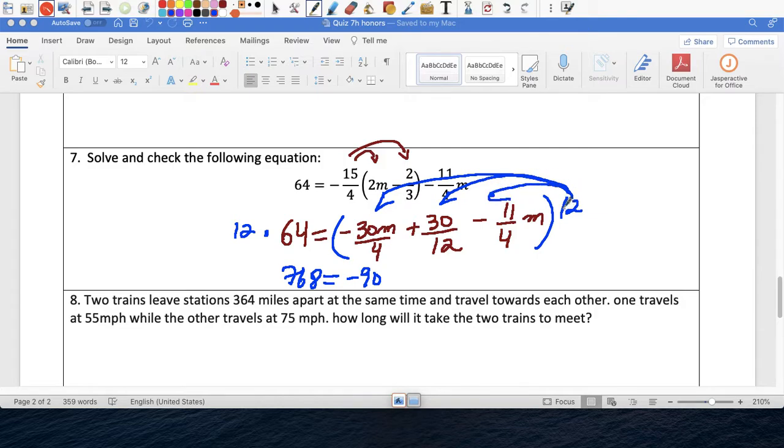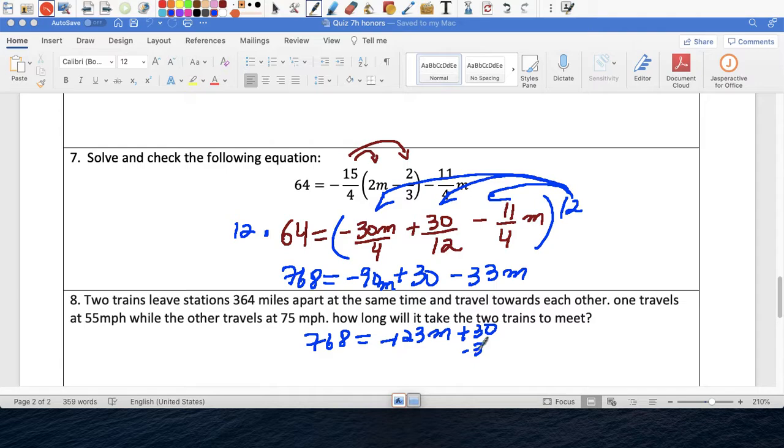So what I'm doing is I divided 12 by 4, which is 3, and then 3 times 30, which is 90. Positive times a positive is going to be a positive. 12 divided by 12 is just 1, so that gives me 30. I forgot the m here. And the last one, 12 divided by 4 is 3, times 11, 33. I can combine some like terms. 90 and 33 is 123, negative 123m, plus 30. Now it's just a two-step equation.